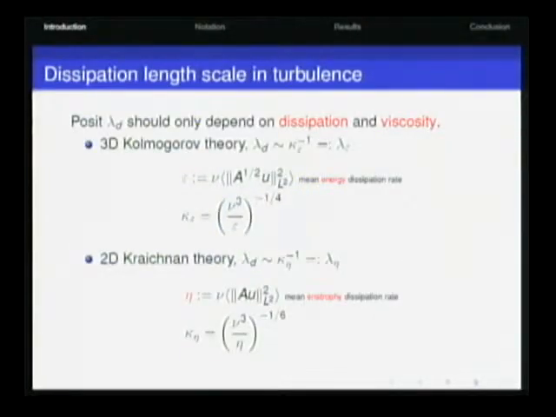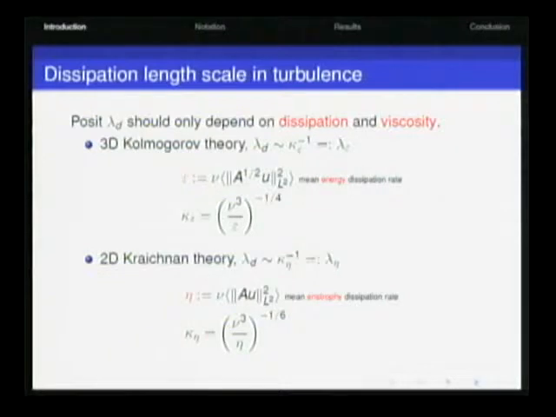Okay. So another thing about Kolmogorov's theory in 3D, and in 2D for Kraichnan, is how to obtain this dissipation length scale. Kolmogorov posits that it should only depend on the dissipation and the viscosity alone. In 3D, it should depend on the mean energy dissipation rate. These brackets here you can think of just as long time averages. And the viscosity is nu. If you construct a length scale out of that, then the one you get is given by this. Here I've written it as kappa epsilon as a wave number. So the length scale is just the inverse of that wave number. And in 2D, you do the same thing, except with the mean enstrophy dissipation rate, and you obtain this.